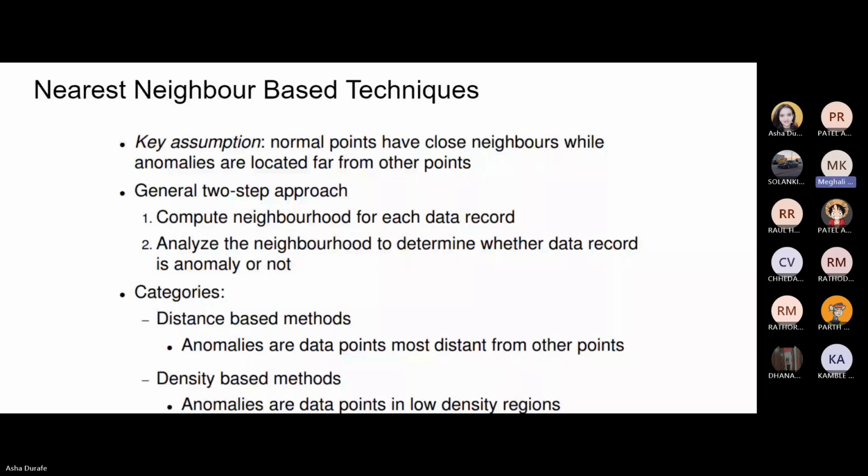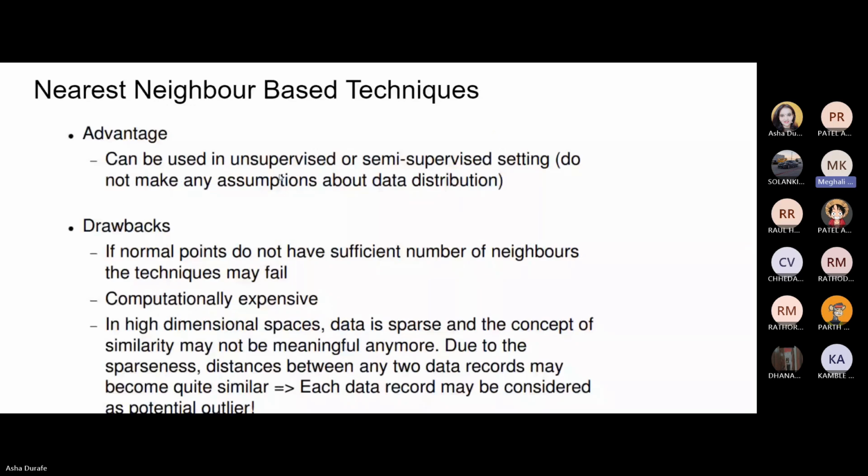You have a few advantages as well as drawbacks for nearest neighbor-based techniques. Advantages in the sense it can be used in both techniques, without labels or with tags, that is, in semi-supervised or unsupervised learning models. Here, you do not have to make any assumptions about the data distributions. Your entire set can go under the training data set also.